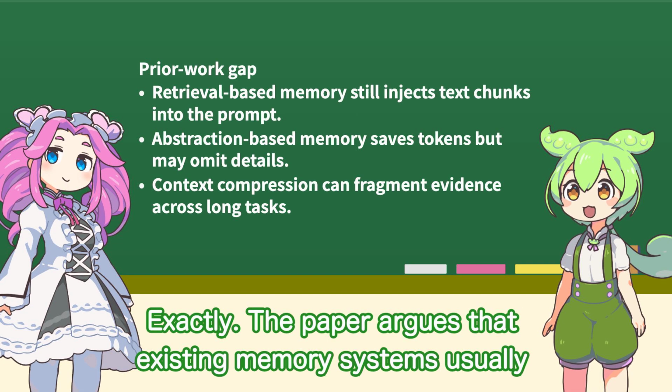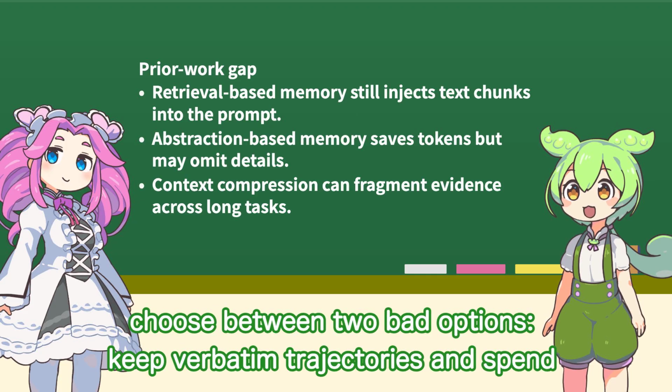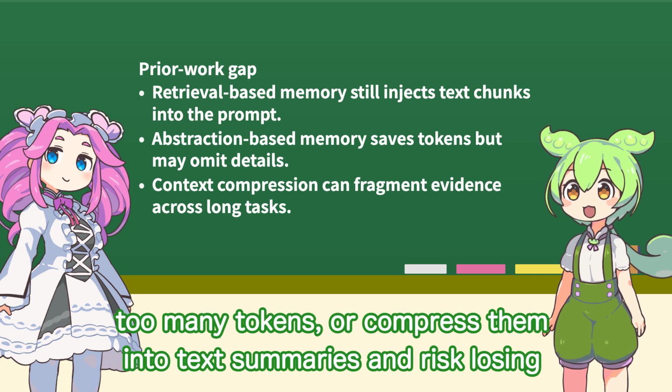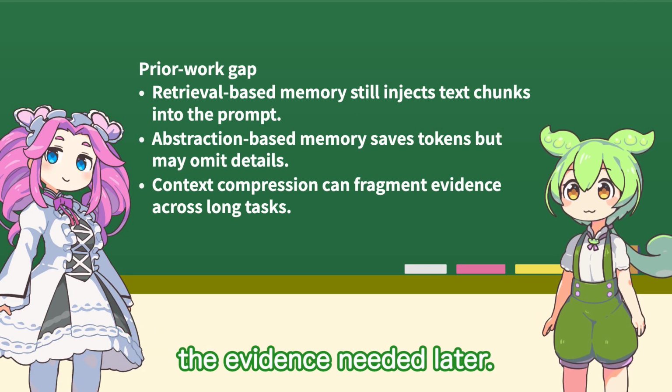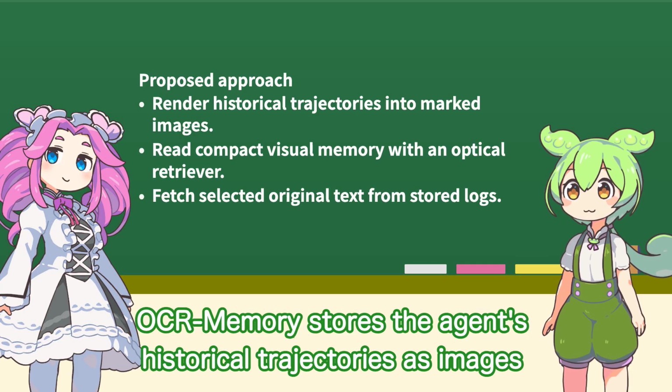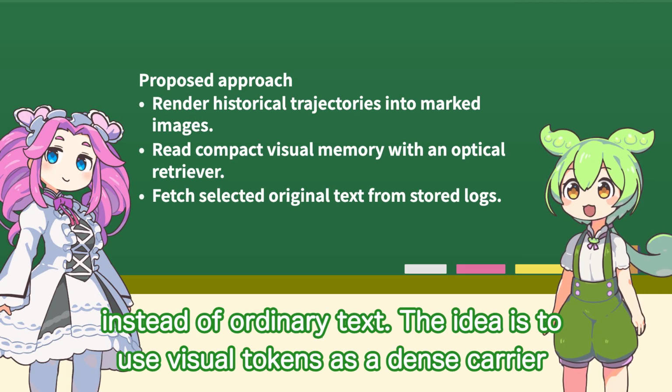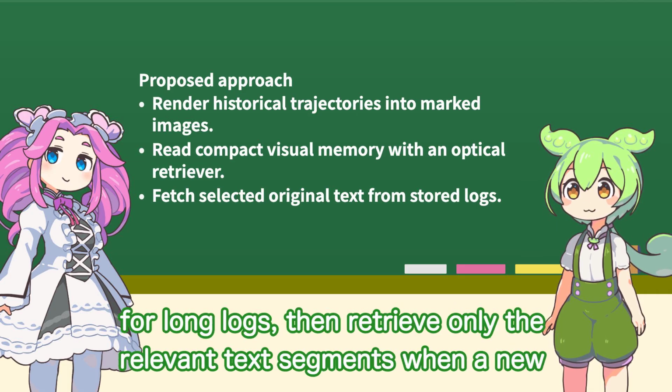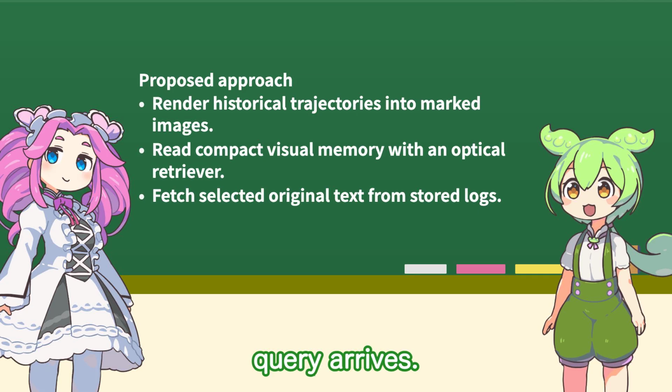Exactly. The paper argues that existing memory systems usually choose between two bad options: keep verbatim trajectories and spend too many tokens, or compress them into text summaries and risk losing the evidence needed later. What is the proposed alternative? OCR-Memory stores the agent's historical trajectories as images instead of ordinary text. The idea is to use visual tokens as a dense carrier for long logs, then retrieve only the relevant text segments when a new query arrives.